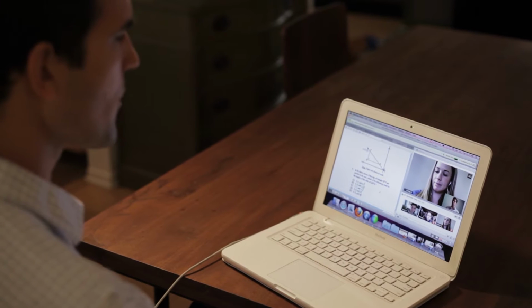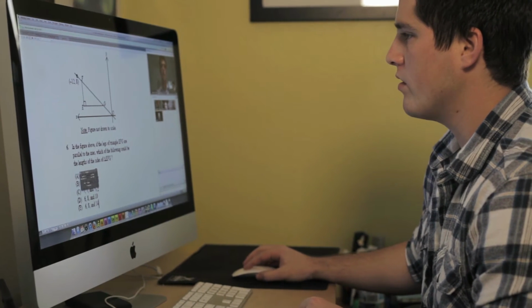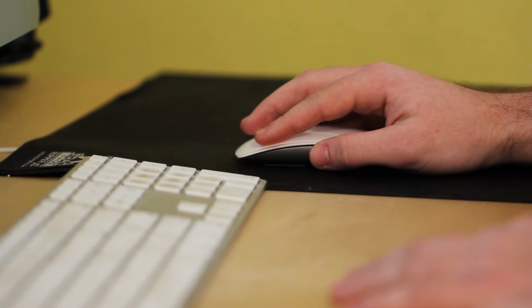Aaron, we're gonna start off by reviewing this homework problem from last week. What would be your first step with this problem from the homework? Well, I need to find the ratio between the inner triangle and the outer triangle. So the first thing I would do is draw out the outer triangle. Great, and could you go ahead and do that for us?